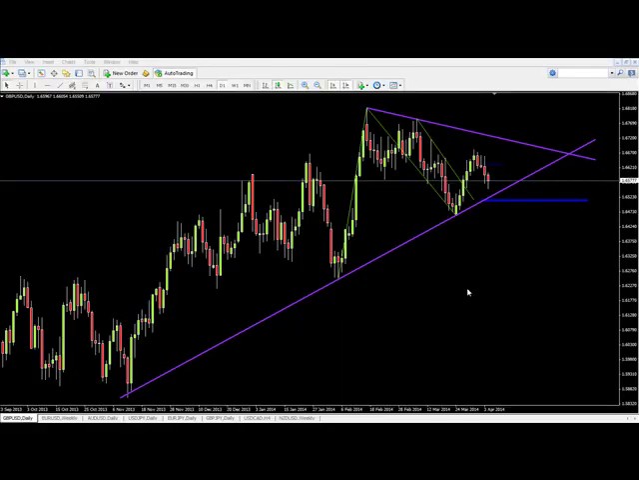Hello traders, today's the 5th of April 2014 and I'm going to do some analysis. Pound dollar here, daily chart. You can see we're in a clear uptrend.